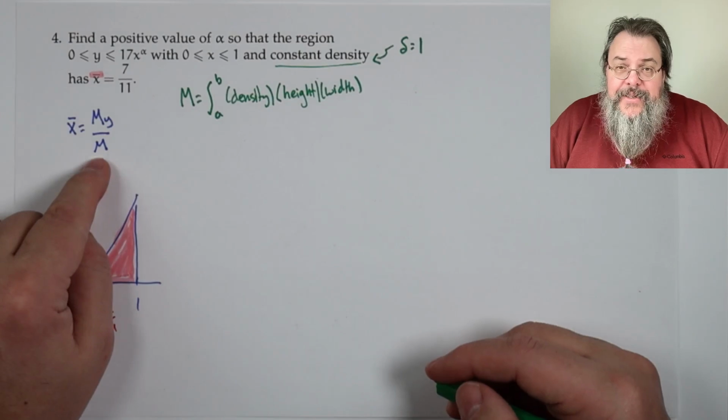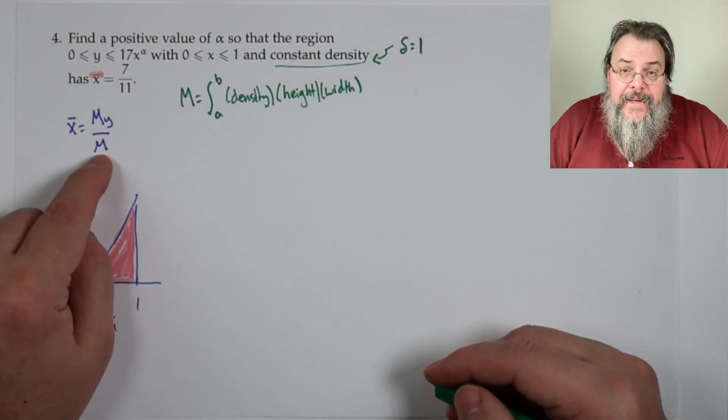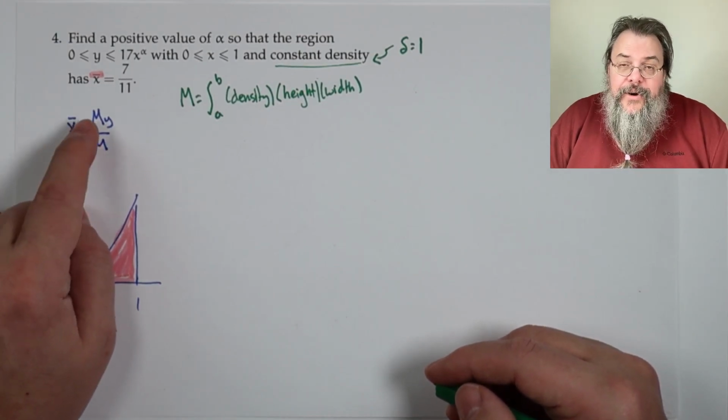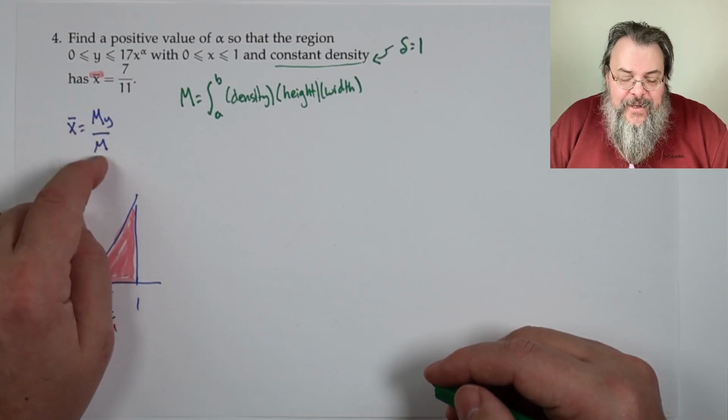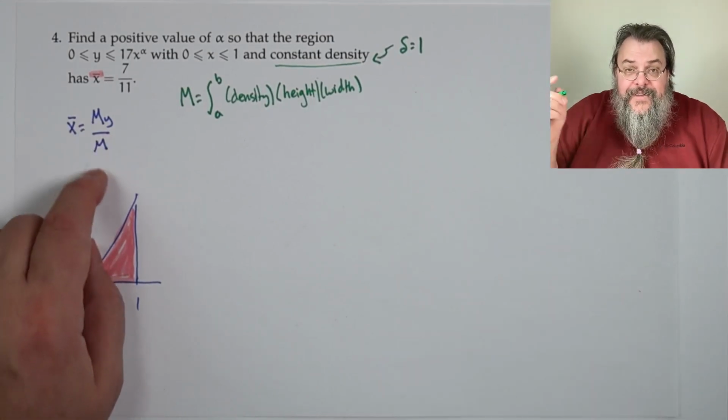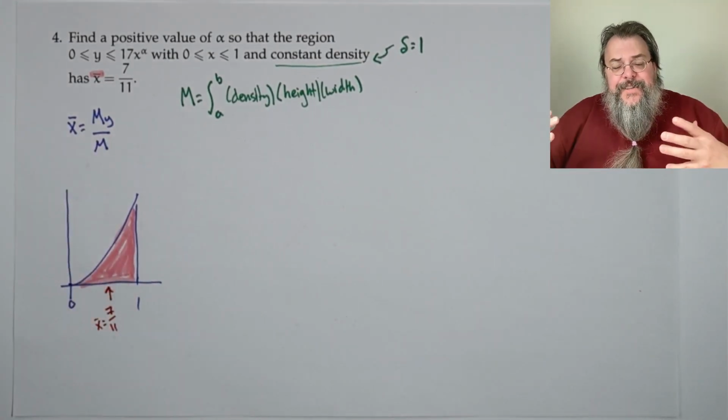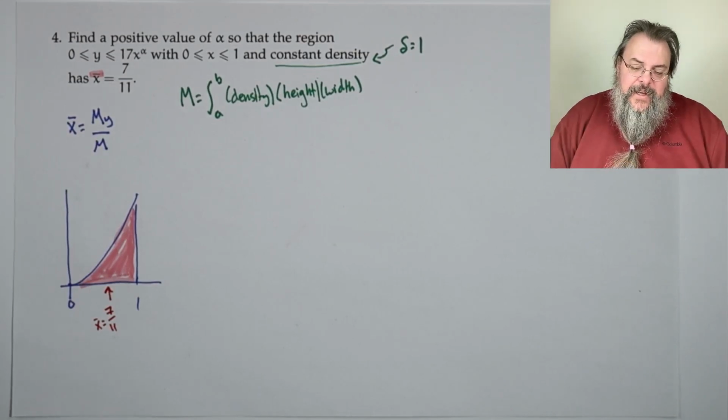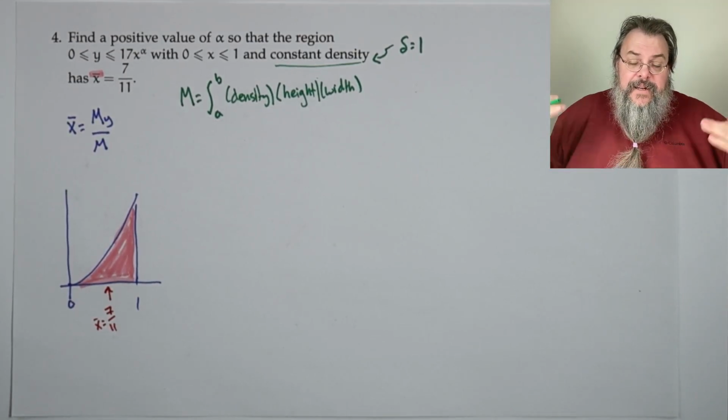If you change the density, you scale the mass. But you also scale the moment. And because you're dividing, the scaling factors cancel. So that's why the density doesn't really matter if it's constant. You can pick the constant, pick it to be nice.